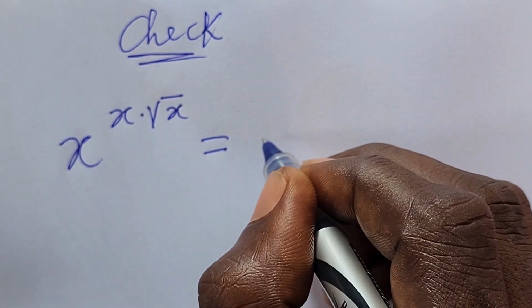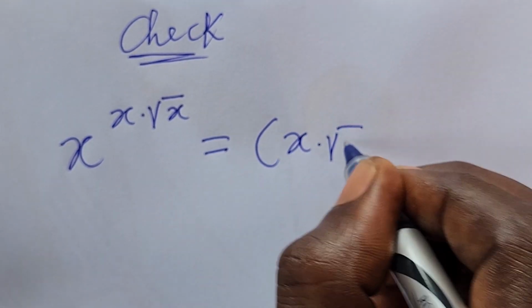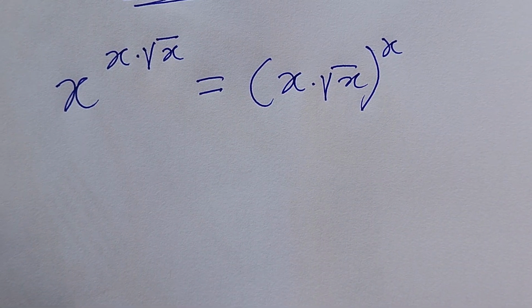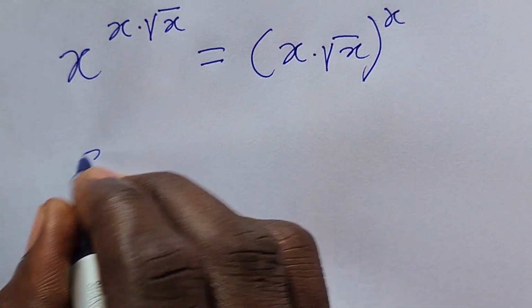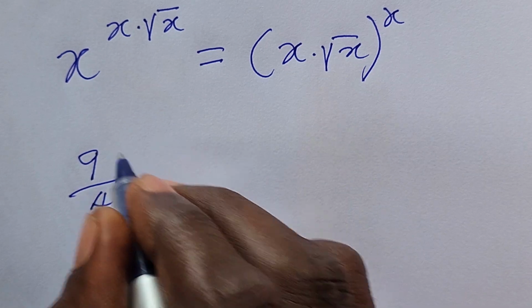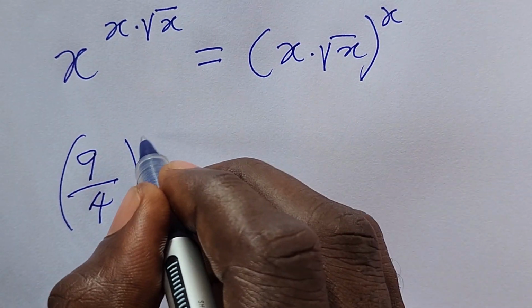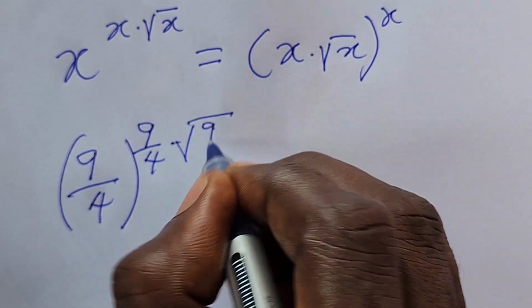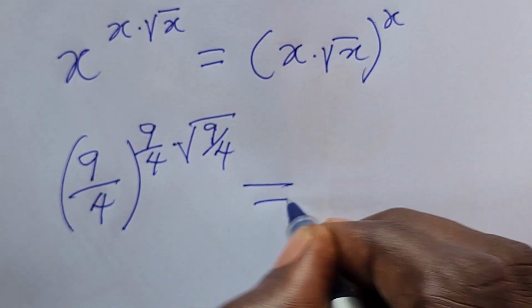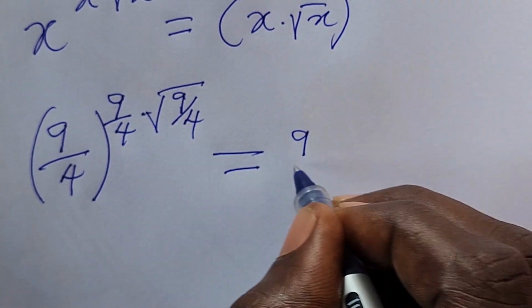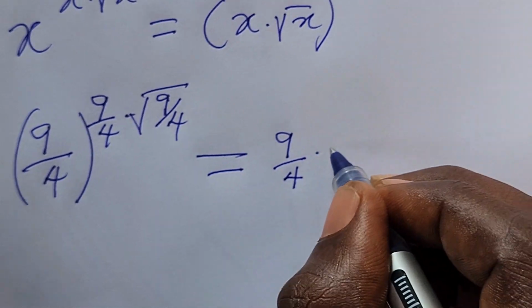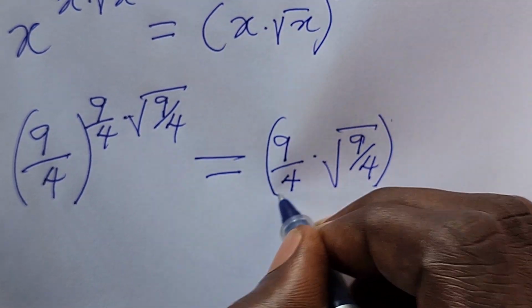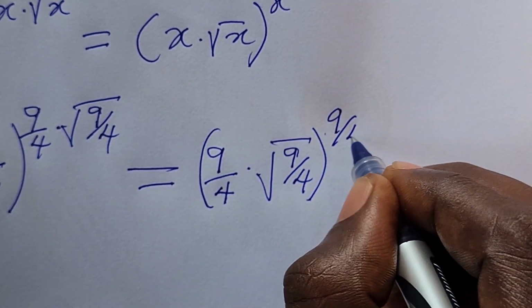like this equal to bracket open x times the square root of x, all to the power of x. Then wherever we see x, let's put in 9 all over 4. So this will now give us 9 all over 4, which is the first one, all raised to 9 all over 4, then times the square root of 9 all over 4. This is equal to 9 all over 4 times the square root of 9 all over 4, close bracket, all raised to 9 all over 4.